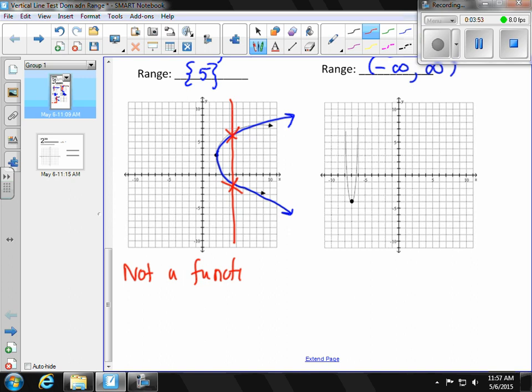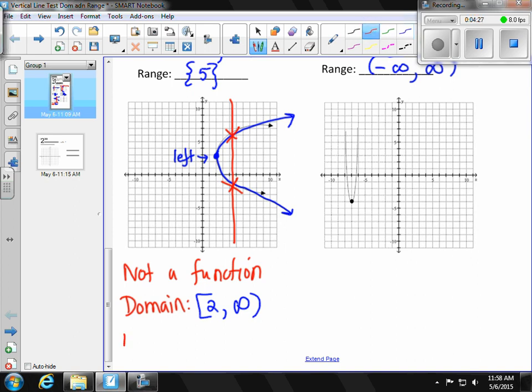I can still talk about domain and range though. The domain for this graph, if I think about how far to the left does it go? Well, this graph has a leftmost point right there. It looks like it starts at an x value of 2. That's the leftmost value, and there is a point right there, so we're going to include 2. But if I go out to the right, it keeps going to the right. It's going towards infinity.